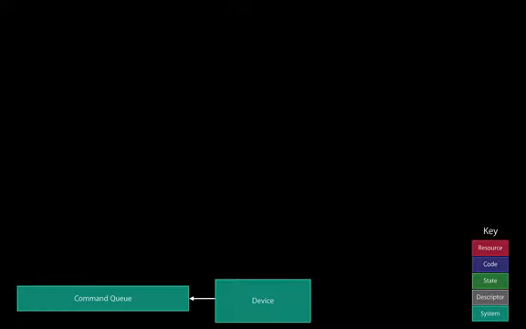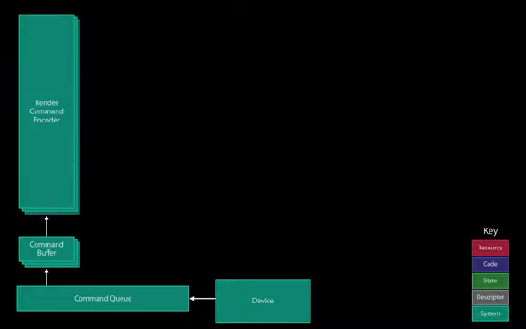So the first thing you have is the device. So as we said, the device is the GPU, the thing that's going to consume your commands. And from that, you create the command queue. And typically, you'll have one of these in your application. From the command queue, you'll create one or more command buffers to use to store the hardware commands, and you'll write into those commands with the render command encoder in this example.